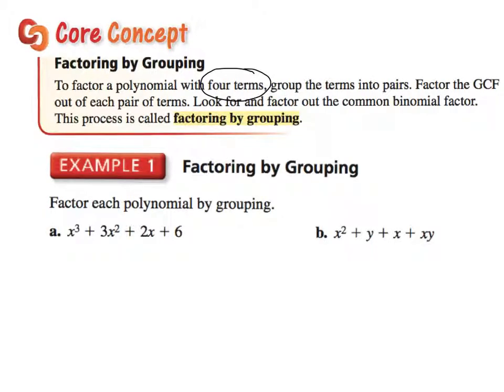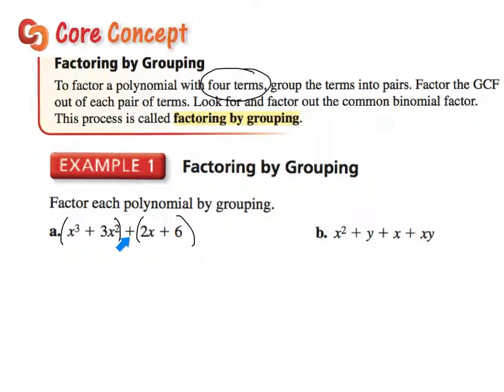Well, first off, let's look at A and B. If you look at A and B, you will notice that in these problems, you have 4 terms. Because you have 4 terms, we're going to factor by grouping. So here's how it works. You're going to look at what factors they have in common, and group them in pairs. So what I have done here is I have grouped x to the third plus 3x squared, and I have grouped 2x plus 6.